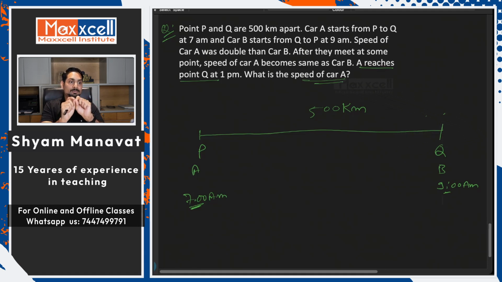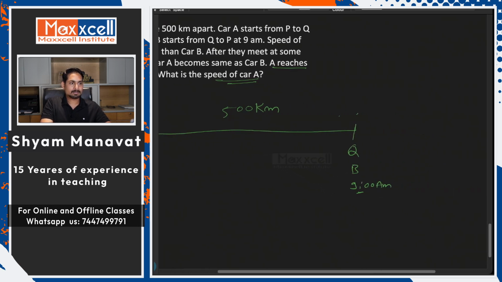When do you get two objects moving? You will get two objects moving at 9 o'clock. So first see what is the situation at 9 o'clock. Where is A, where is B? Definitely B is at the starting point itself, which is Q. But A, which started at 7 am, so 7 am to 9 am, A must have covered a certain distance, right? Now think about it.